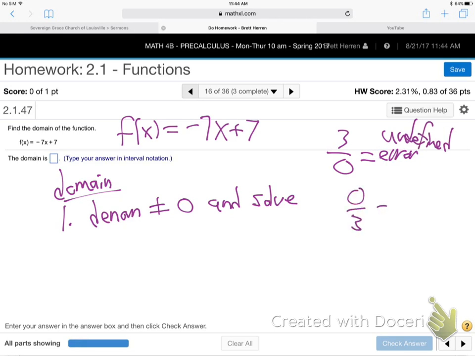0 on the top is fine. That's just 0, huh? But 0 on the bottom, it makes no sense. There's nothing in the real world. There's no connection in the real world to having 0 in the bottom of a fraction. It's impossible, right? I'm going to run out of time, but it's probably worth it for just a minute. I'm not going to make it through 20 questions anyway in 4 minutes.